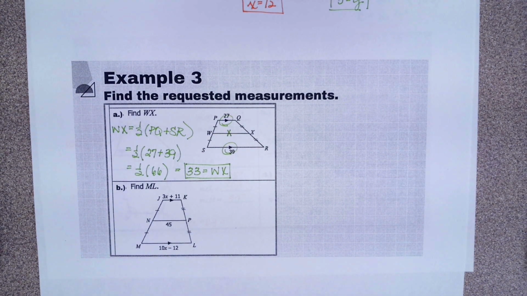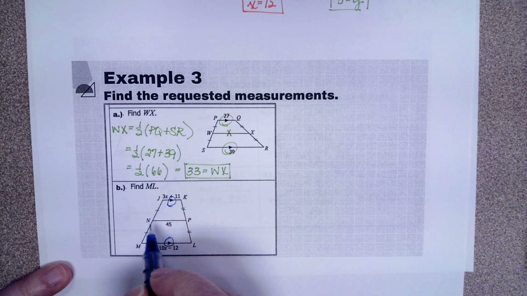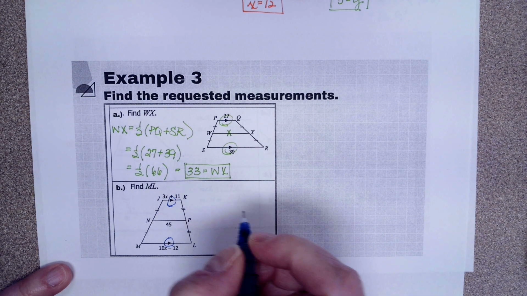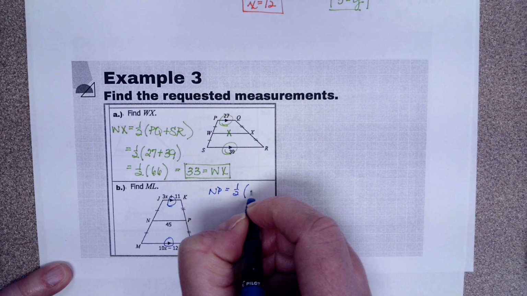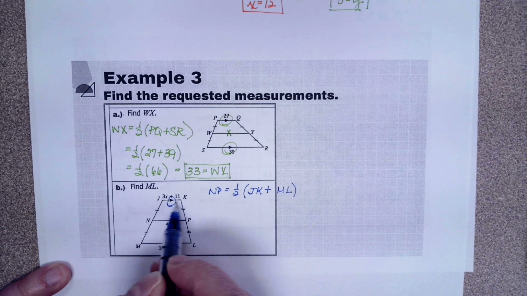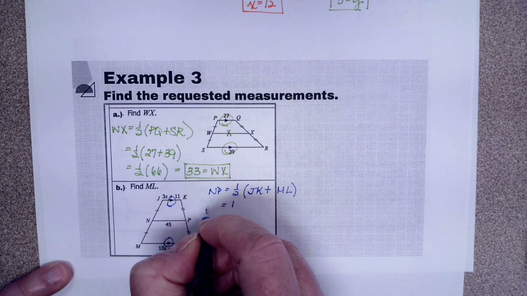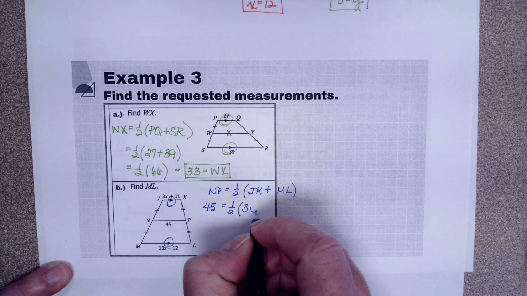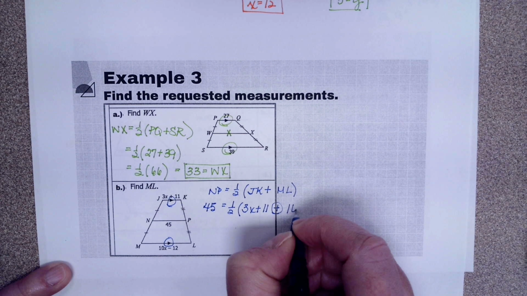All right, so our last one, same idea, we just have a little bit of algebra. So again, I'm noticing I've got parallel sides. The middle line has absolutely split my legs in half. I've got the notation to prove that. And so I know that N to P, midsegment, is equal to half of the bases, J to K plus M to L. Same thing, just a little bit more algebra. So 45, that would be N to P, is equal to half of 3x plus 11, that would be J to K, plus M to L, 10x minus 12.